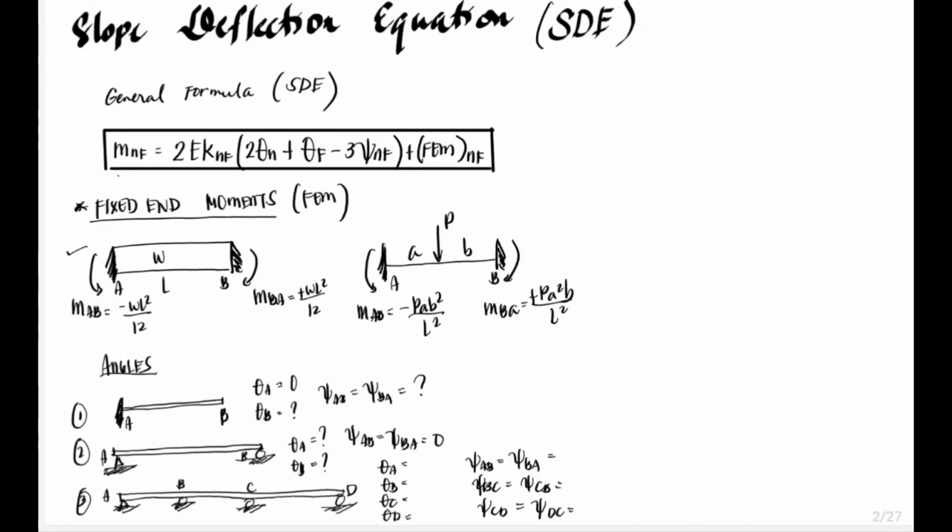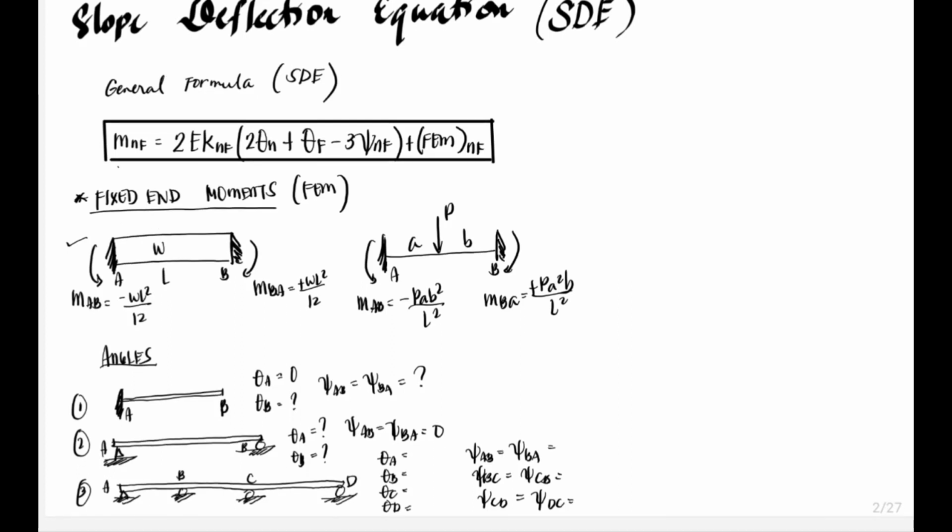Okay, and then, ito palang nakita ko, which is yung psi. Ano ba yung psi natin? That is the rotation of the line joining the two ends of your near far. Okay? So, next, natapos na tayo sa ating fixed end moment.